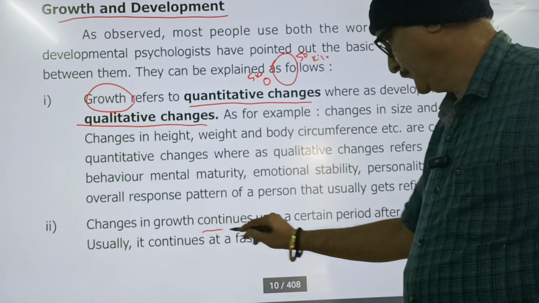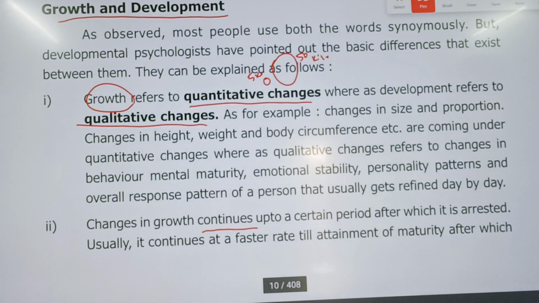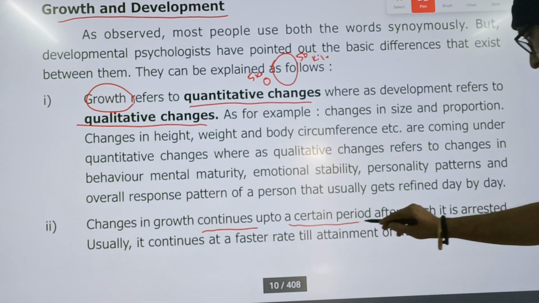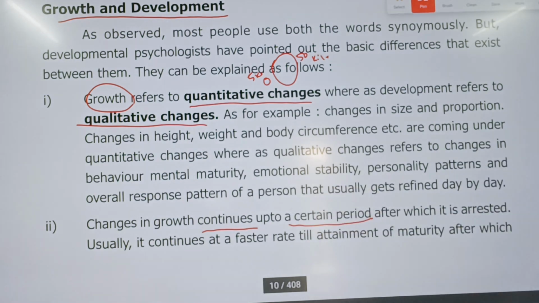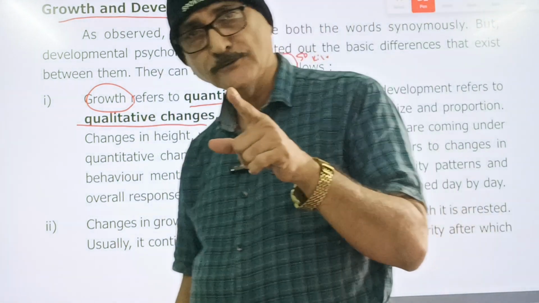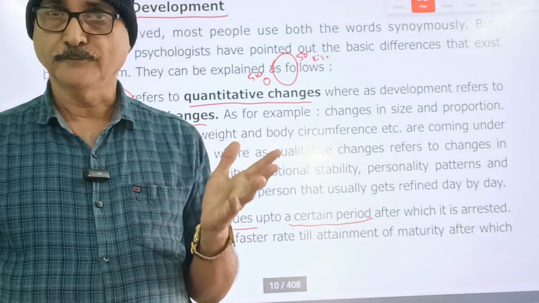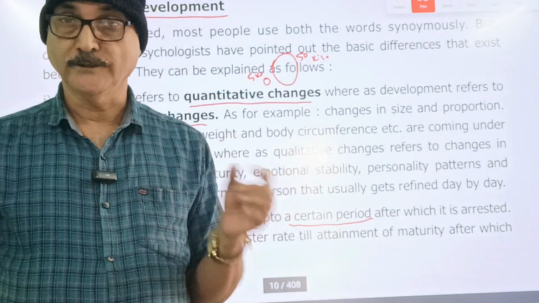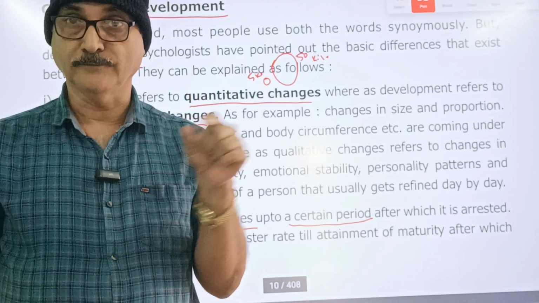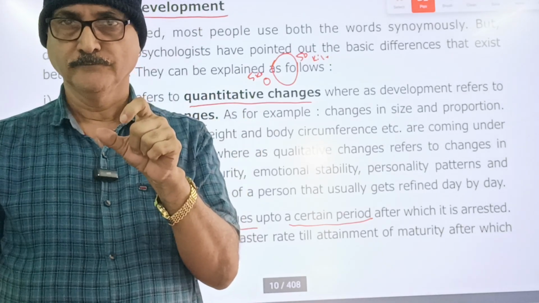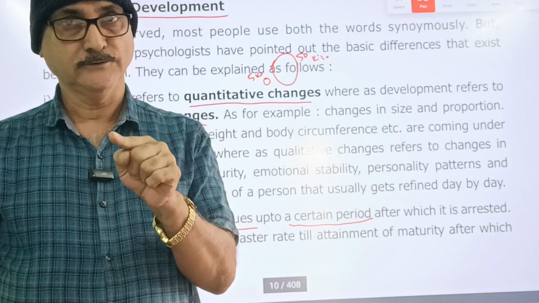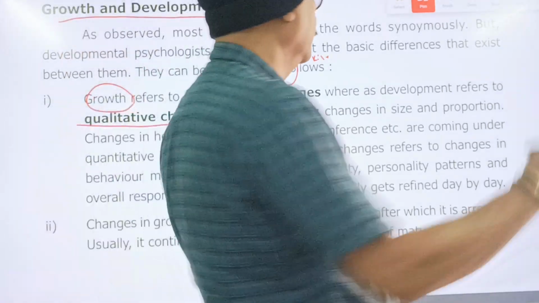Growth continues up to a certain period, so it is limited. But development is unlimited. The process of development continues. It has no full stop. So one is limited, another is unlimited. That is the second difference. Move to the third one.